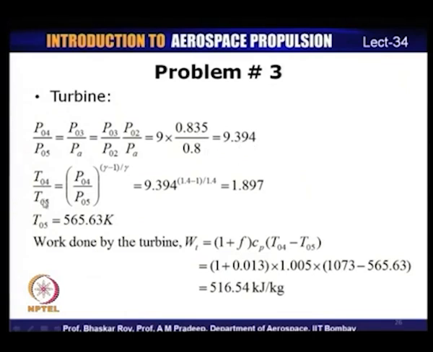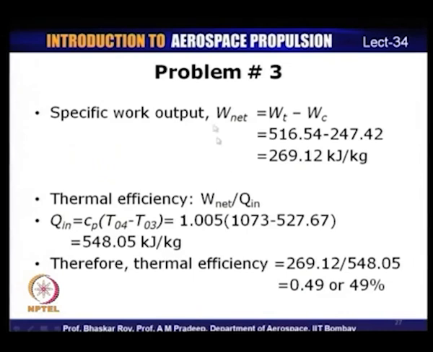So, from this we can calculate the turbine exit stagnation temperature from isentropic relations, which comes out to be 565.63 Kelvin. Therefore, work done by the turbine is equal to 1 plus f into Cp into T04 minus T05. This is 516.54 kilojoules per kilogram. Therefore, specific work output is W net, that is Wt minus Wc, comes out to be 269.12 kilojoules per kilogram.